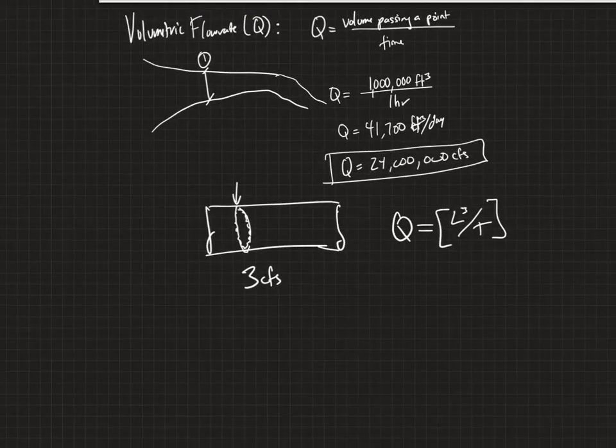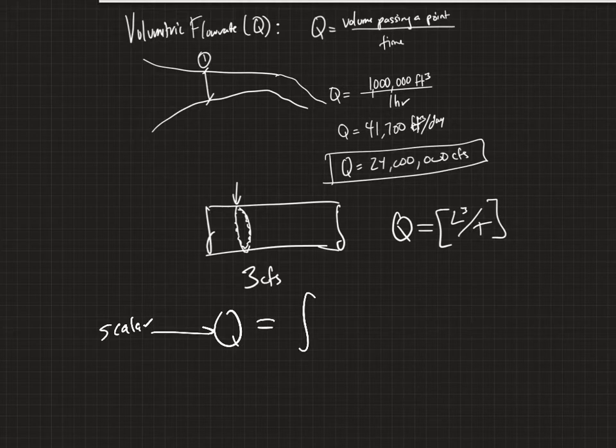All right, so next up is, how do we define Q mathematically? Q is a scalar, first of all, so that's an important thing. This is a scalar. It does not have a sign. It equals the integral over an area of V dA. Okay, so that's one way to define it.